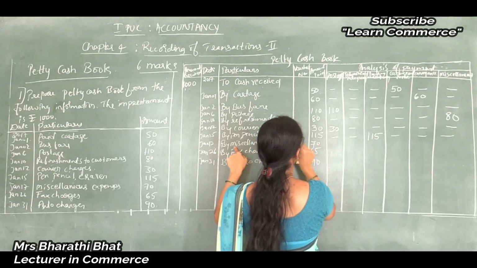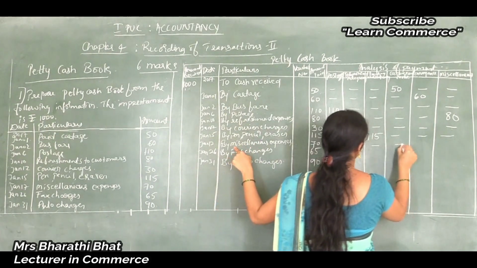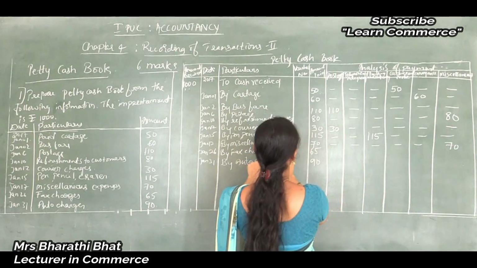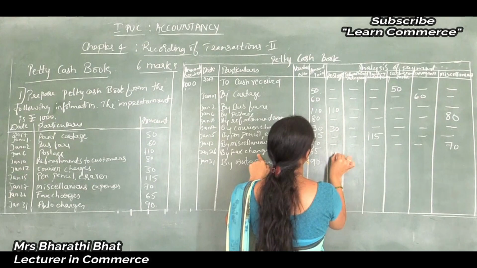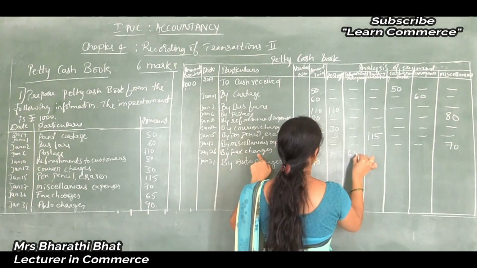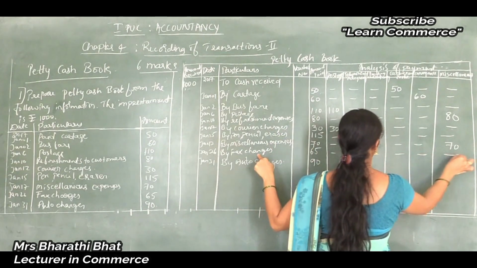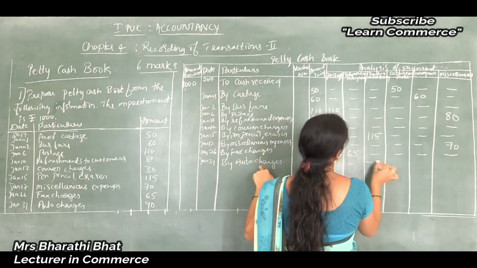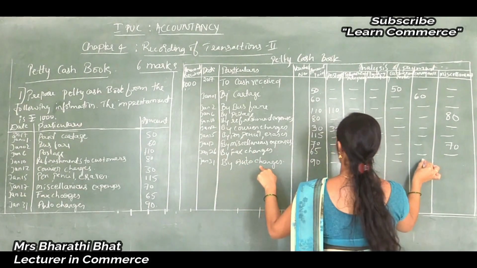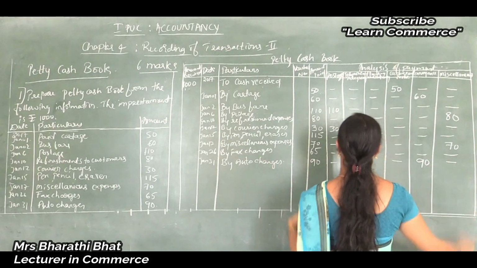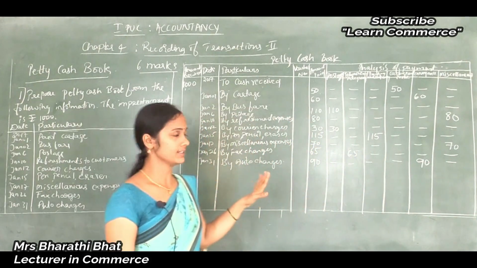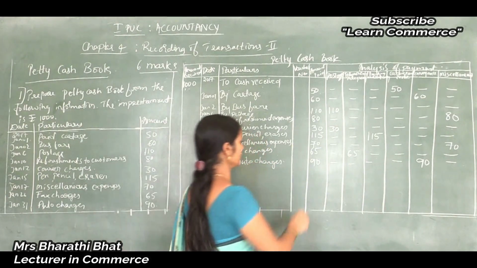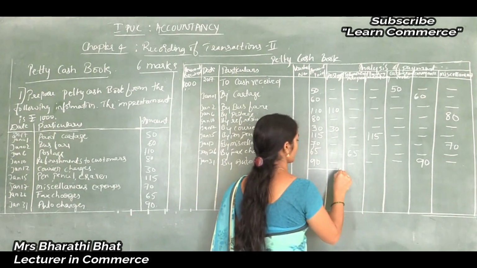So miscellaneous expense 70. And the next one, fax charges 65. Fax comes under telephone and telegram. And auto charges again conveyance. Okay, this is how we can record the information in the respective columns.